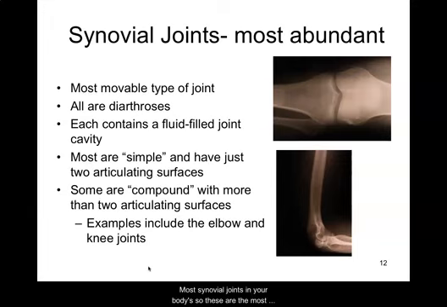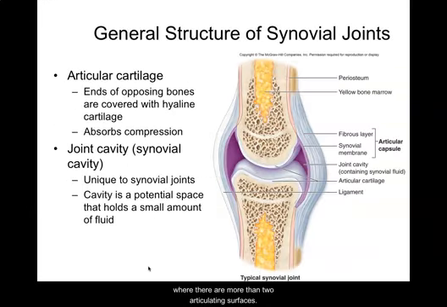Most synovial joints in your bodies, so these are the most abundant joint in the body, are simple. They just have two articulating surfaces. Think about the knuckles in your fingers, for example. But some joints in the body are compound, and they have more than two articulating surfaces. The elbow, we've got a humerus meeting both a radius and the ulna. Your knee has a femur that meets with the tibia primarily, but it also includes the fibula and the patella in that joint. So we do have some examples of compound joints where there are more than two articulating surfaces.